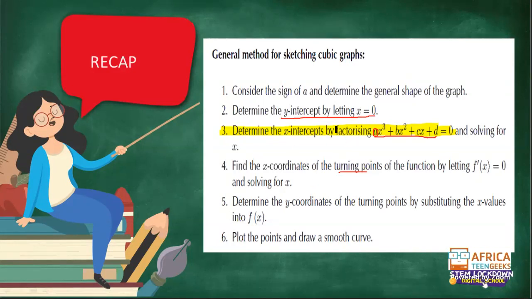Okay. So for today, we're just going to focus on the x-intercept by factorizing our cubic functions, because we tried doing that on Friday, but there were still people who need help. So we're just going to continue with that again today. So we're going to find our x-intercepts by factorizing our cubic function. Okay.